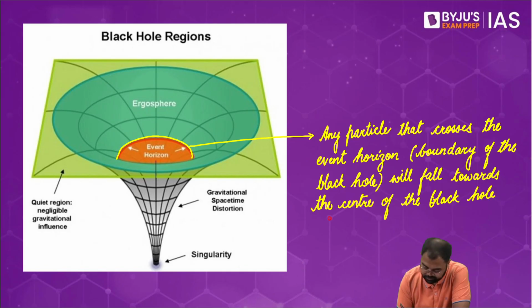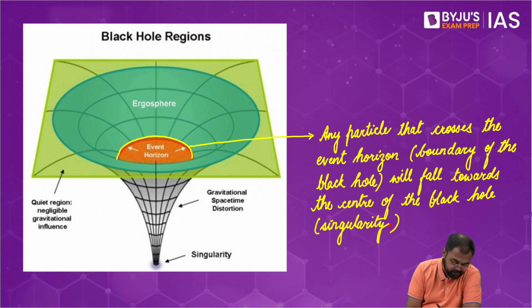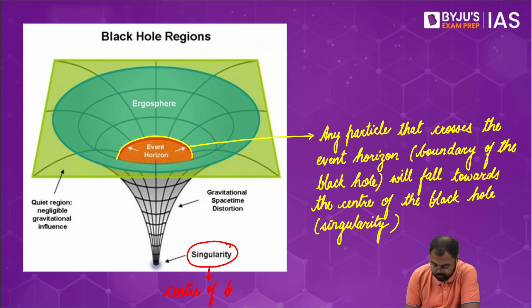And the center of the black hole is called singularity. So as you see here, this point is called singularity. So singularity is what? Singularity is the center of the black hole. Wait, I'll write in another color. I'm not sure whether it is visible. Right?